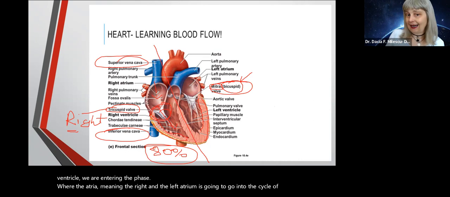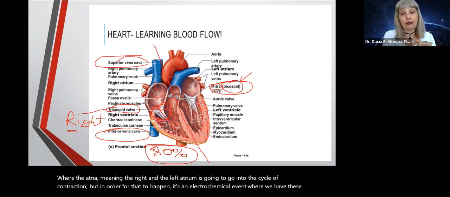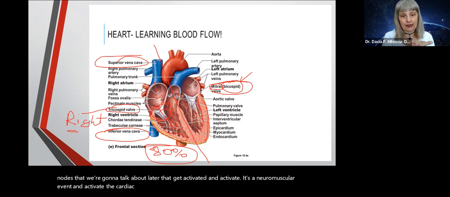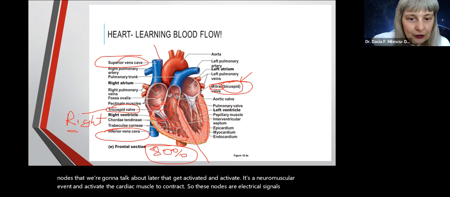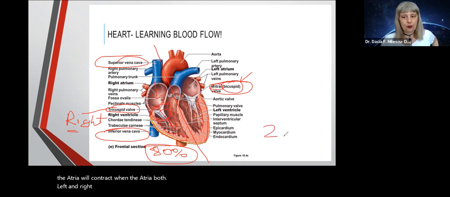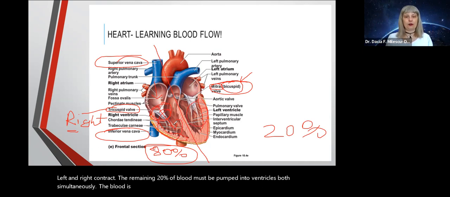But in order for that to happen, it's an electrochemical event where we have these nodes that we're going to talk about later that get activated. It's a neuromuscular event and activates the cardiac muscle to contract. So these nodes are electrical signals, and so the atria will contract. When the atria, both left and right, contract, the remaining 20% of blood must be pumped into the ventricles. Both simultaneously, the blood is pumped into the ventricles.